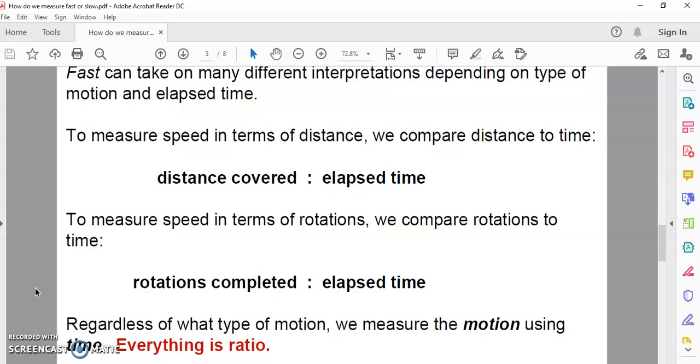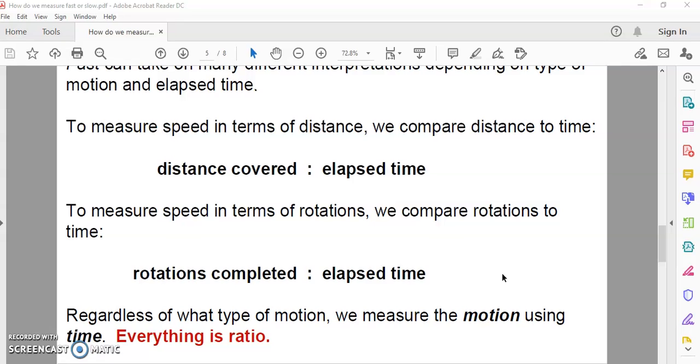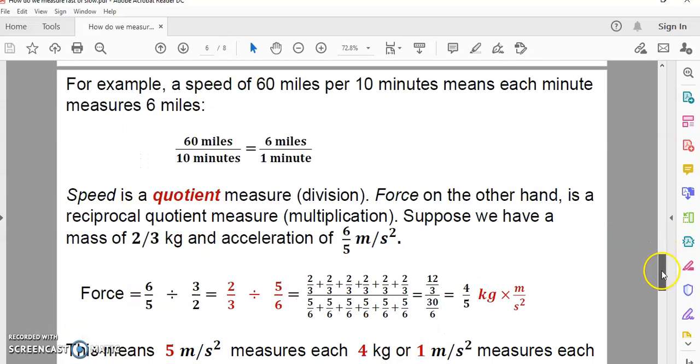So to measure speed in terms of distance, we compare the distance to time, to the elapsed time. Okay, as you see over here, distance covered to the elapsed time. To measure in terms of rotations, rotations completed to elapsed time. So regardless of what type of motion we are talking about, we measure the motion using time. Everything is ratio, and all our measure takes place because of the ratio and what comes from a ratio, which is number. So then let's look at an example.